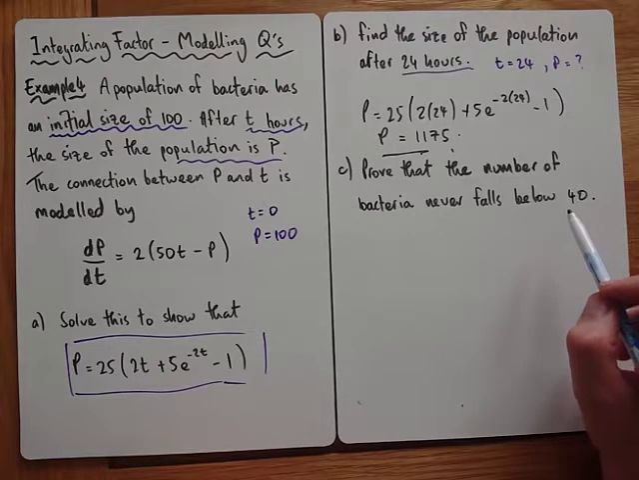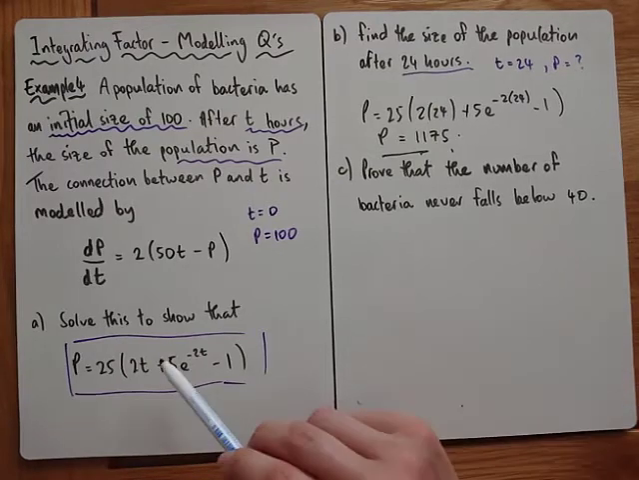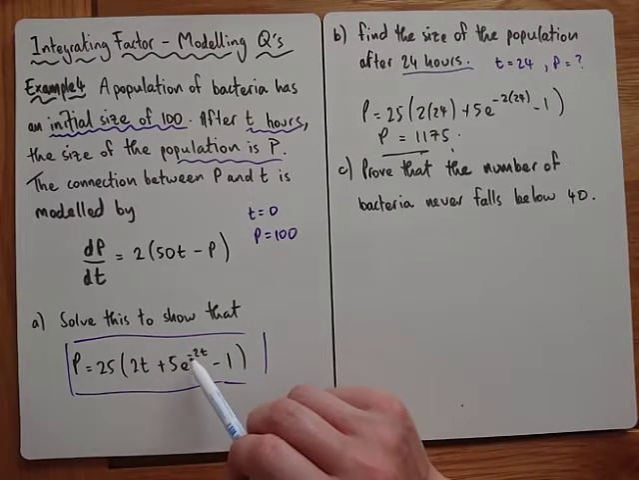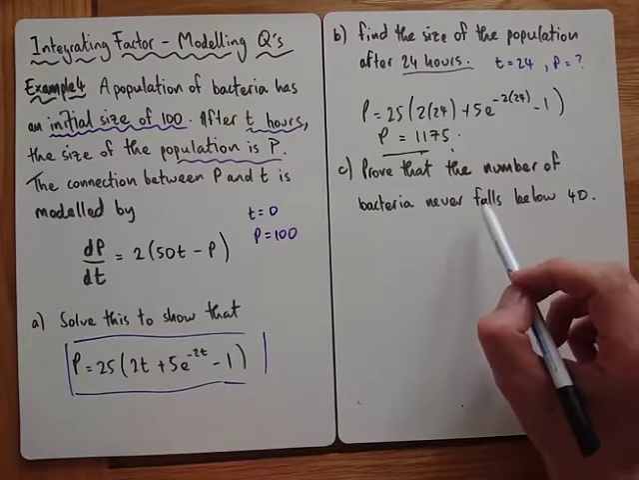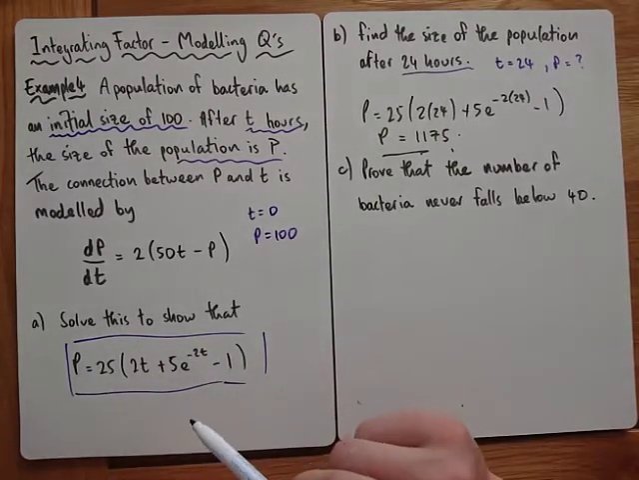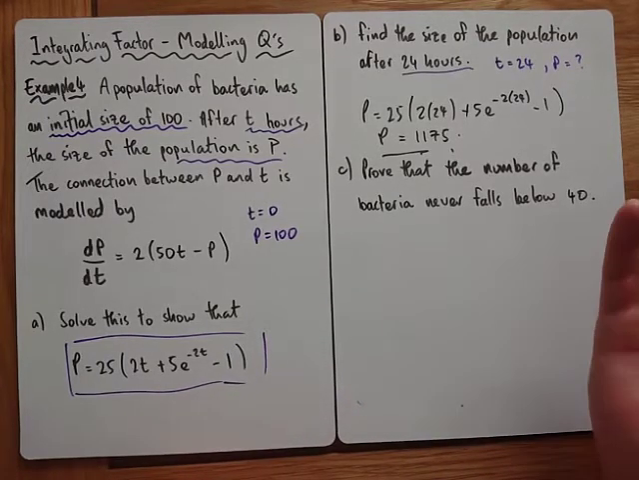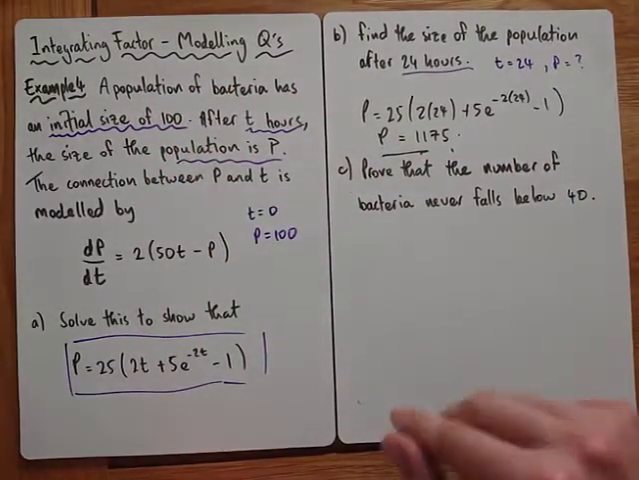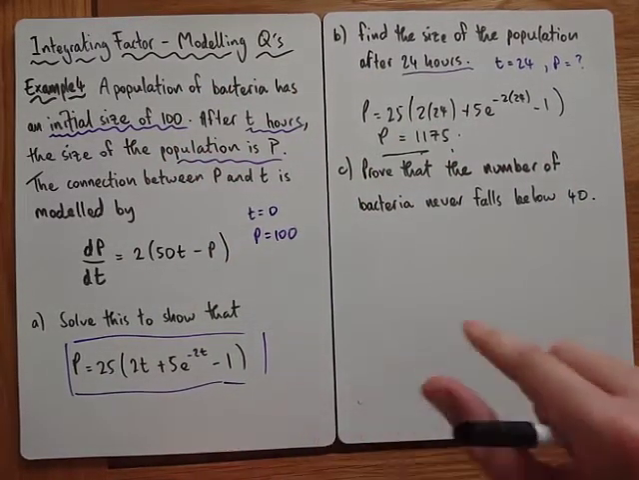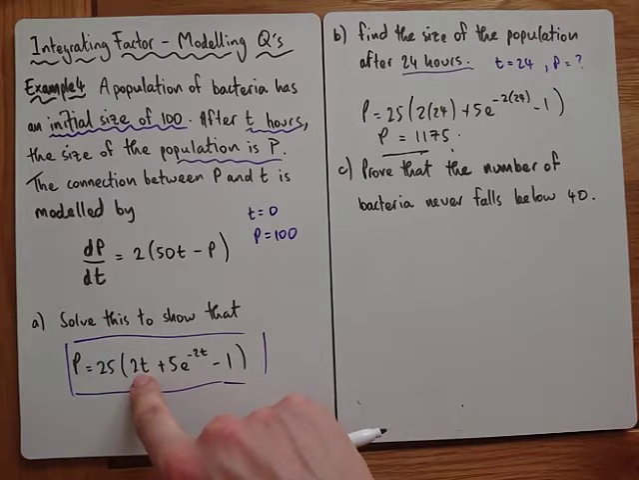Part C says prove that the number of bacteria never falls below 40. Now, it took me a minute to think about this question when I first read this. What we've got to think about now is this is our link between the population and the time. And if we want to prove it never falls below 40, my first instinct was to see, well, can I look at this equation and think about what happens as time increases? Because you can think about what was the initial amount of bacteria, well, that'll be at 100. As time changes, sometimes with exponentials, like the negative exponential, we know will disappear and it'll approach a certain value. But because we've got this term here, as time increases, that term gets bigger.